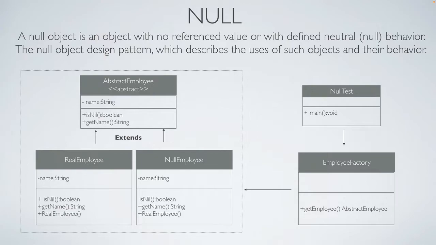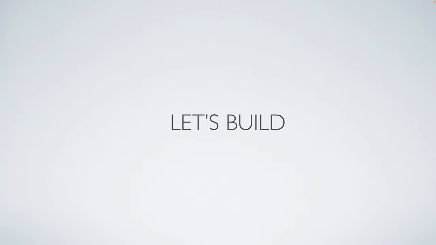Let's take an example of an employee, where we have a real employee and a null employee. Both these classes will extend an abstract class called abstract employee, which will have methods such as isNull and getName. And real employee will have the real details of the employee. If there is no object or no values, then we use null employee. An employee factory will help us to create a method which will get the employee details of a particular employee. And we have a null test class that will have the main method to execute this scenario. Let's build this example and see how it works.